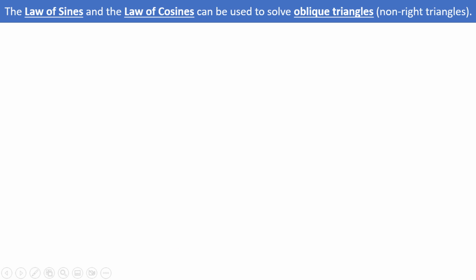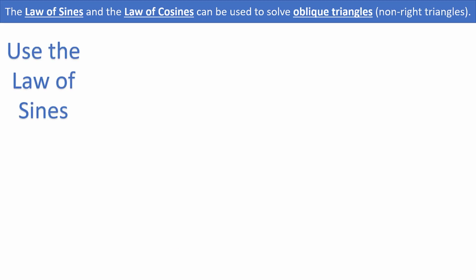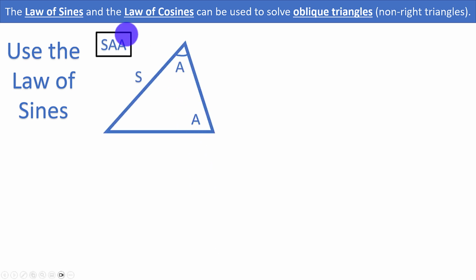Let's talk about each of those specific cases. The first type of triangle that you should use the law of sines for is what we call the SAA triangle. This means that you are given one side and two angles of the triangle. If that's the case, you can use the law of sines to solve the triangle. The first thing you would do is find the missing angle using the idea that the interior angles of a triangle should always sum to 180 degrees. From there, you can use the law of sines to solve the remaining sides.